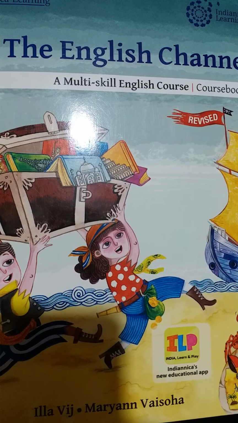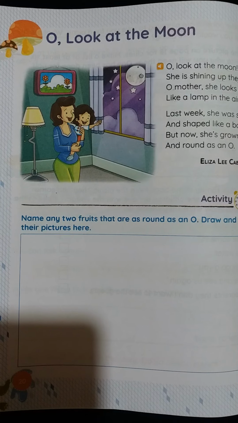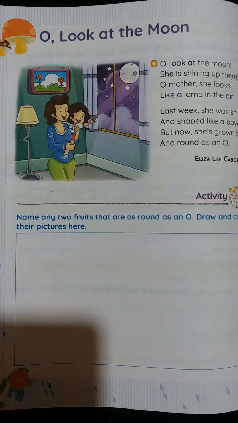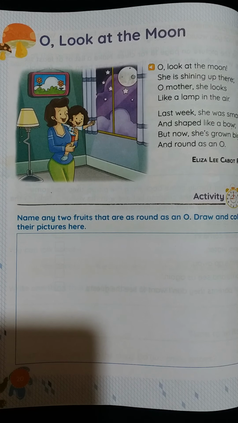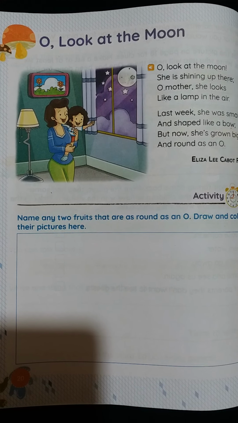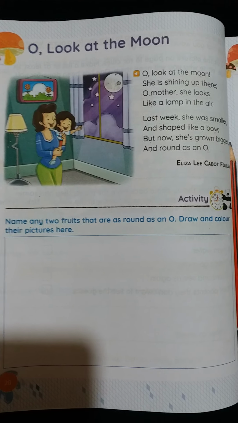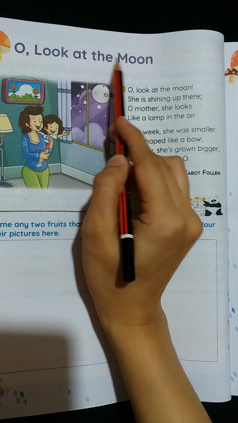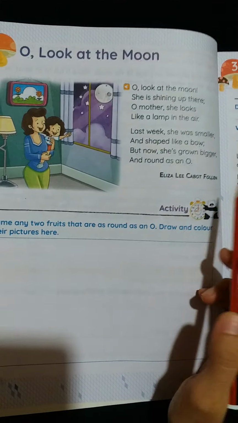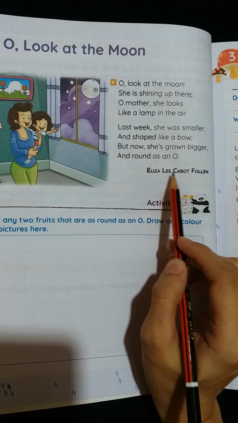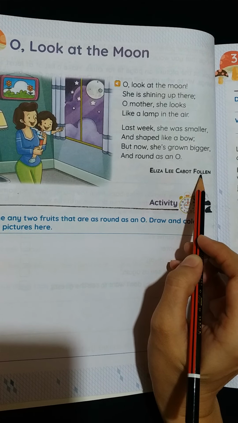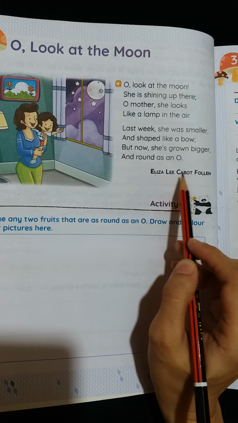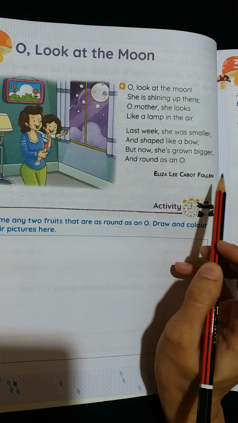Now, let us start with the poem. If you have your books, you have to open page 20 of your English literature book. Let's start. Oh, Look at the Moon. It is written by Eliza Cabot Follen. Okay, who is the poetess? Eliza Cabot Follen.